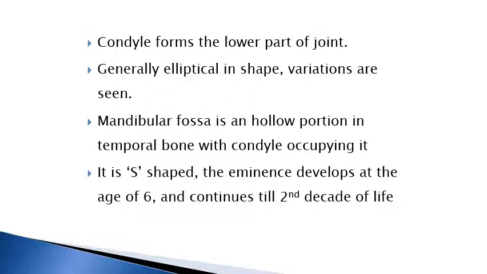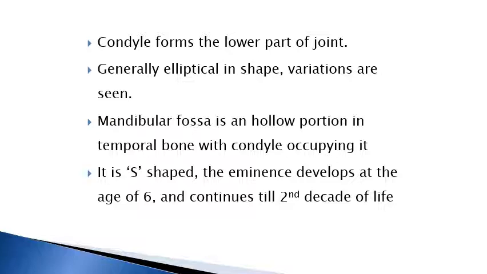Condyle forms the lower part of the joint. Condyle is the superior and posterior most part of your mandible. Condyle is generally elliptical in shape. Variations are seen depending upon age, sex, and person to person. Mandibular fossa is the superior part of your temporomandibular joint. It is a hollow portion in the temporal bone, and your condyle literally fits into the mandibular fossa.